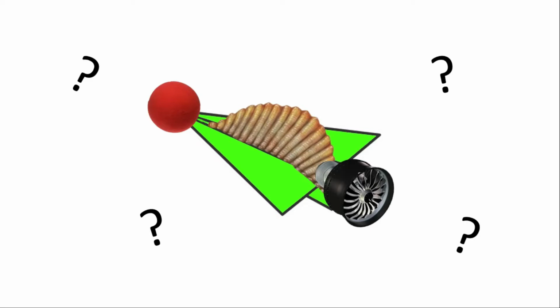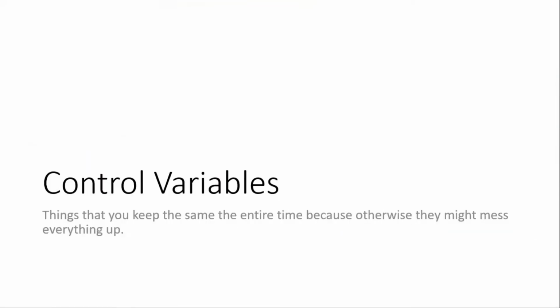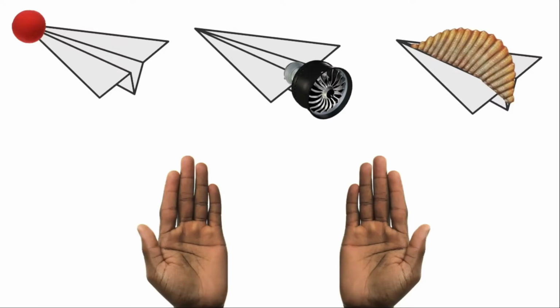Another thing that engineers need to think about is control variables. Control variables are the things that you want to keep the same the entire time, because if you don't, things are going to mess up. I'll give you one example, but you're going to have to think of some other ones on your own. If you've got 3 different models that you want to test with a paper airplane, you always want to throw it with the same hand.